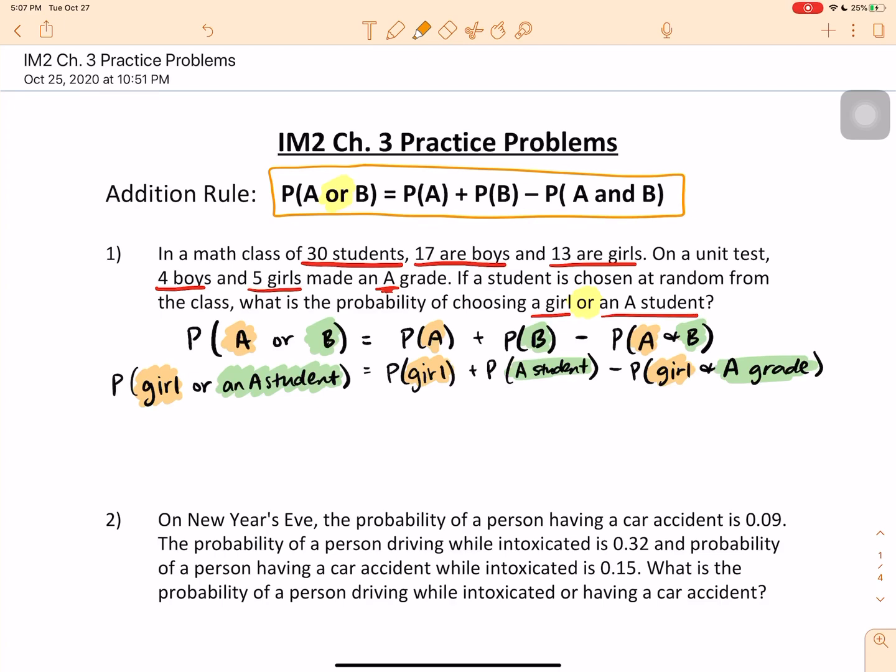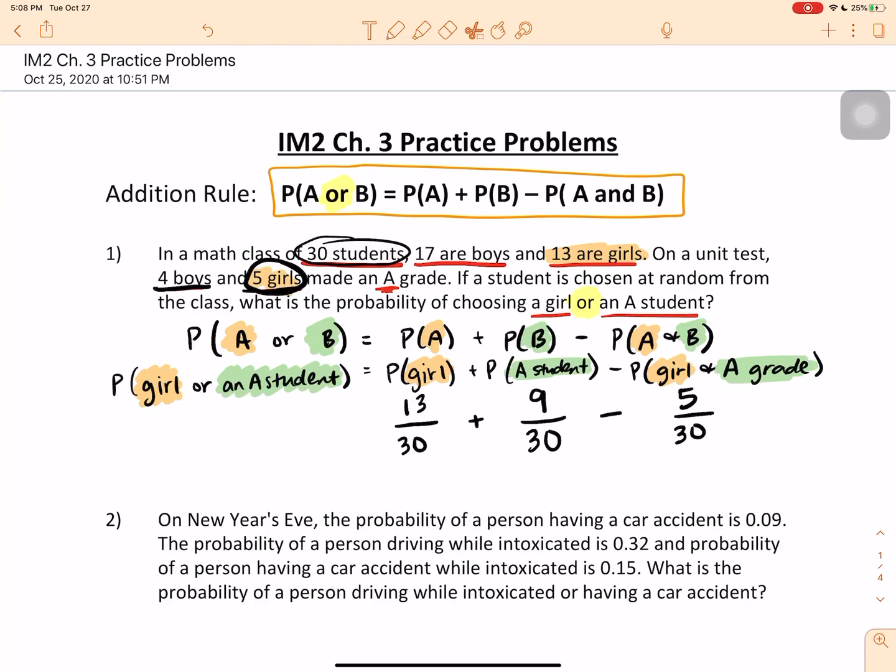All right, this information told us that 13 of the total of 30 students are girls. So the probability of a girl is 13 out of 30. For the probability of an A student, it says that 4 boys and 5 girls made an A grade, so it's 9 out of 30 total students who made an A grade. Minus the probability that it's a girl who has made an A grade. Sorry, not 4, 5. I was looking at the wrong number. 5 girls made an A grade, so it's 5 out of 30.